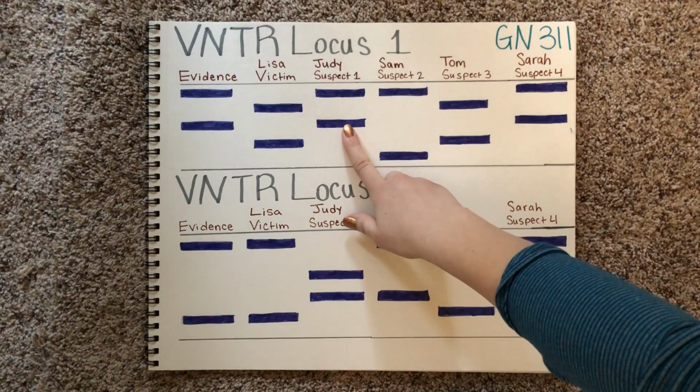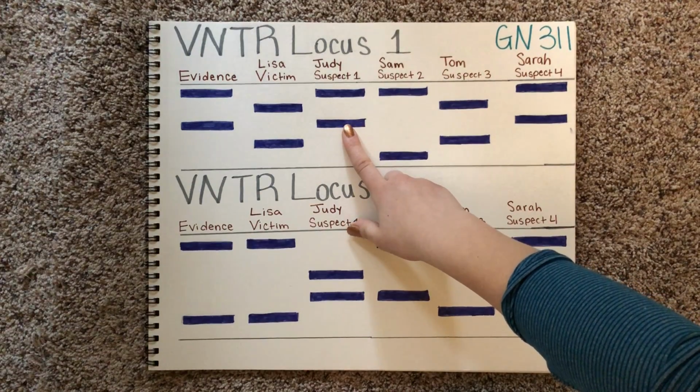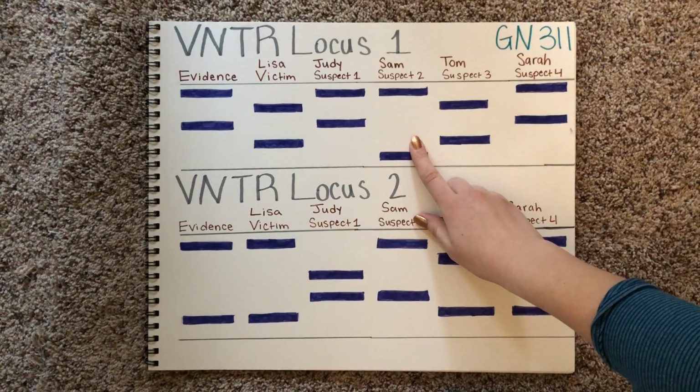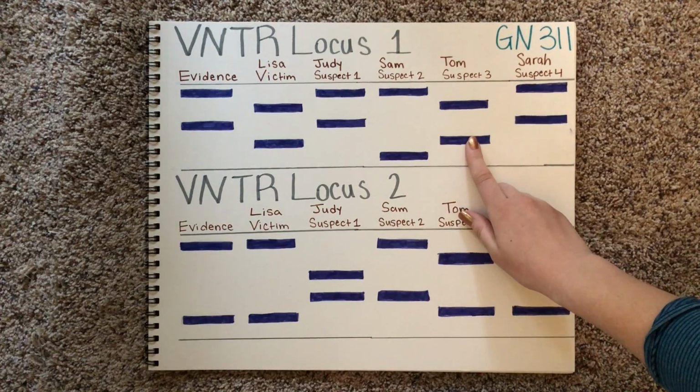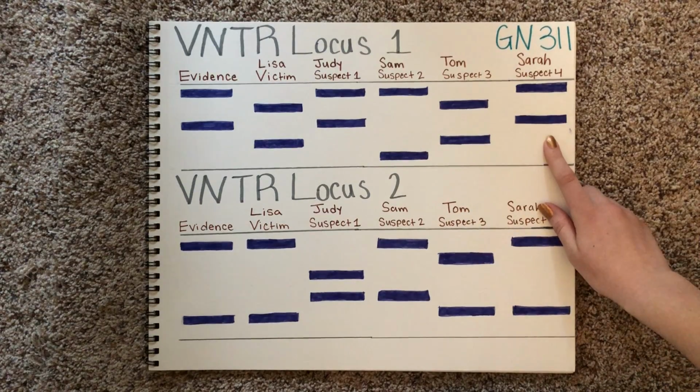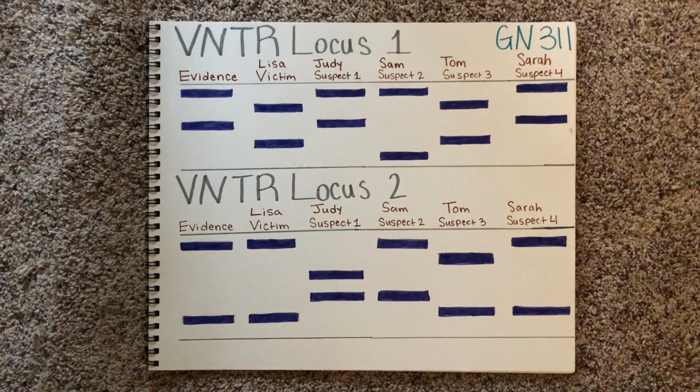Suspect 1 is Judy, who is a mom in the neighborhood who has never been very friendly towards Lisa. Suspect 2 is Judy's teenage son, Sam, who the police think may have been in cahoots with his mother. Suspect 3 is Tom, who lives alone and keeps very much to himself. And finally, Suspect 4 is Sarah, who is quite friendly and has interacted with Lisa many times. It is now our job to examine the evidence and determine who could be behind the attack.